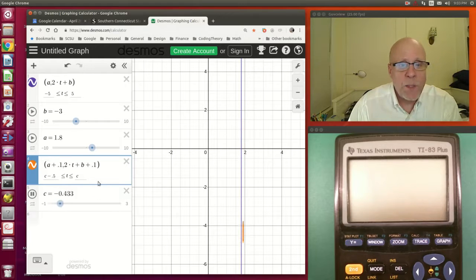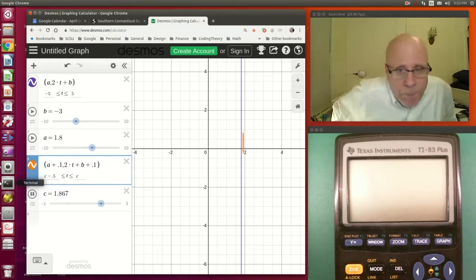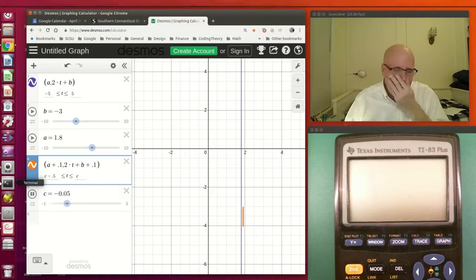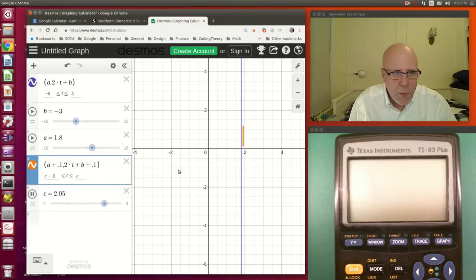Think about how you would make a change to make the line be horizontal. Yeah, just make the y coordinate not depend on t. So lots of fun. You can use parametric thinking to draw all kinds of stuff.